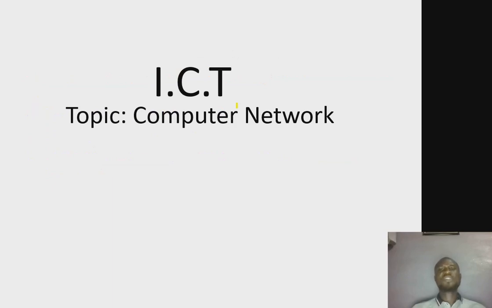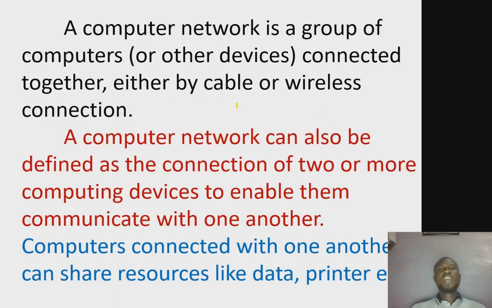Like I said, the topic is computer network. Now, a computer network is a group of computers connected together. They must be connected together either by cables or wireless connection. So you can connect computers by cables or wireless connection. Now, a computer network can also be defined as the connection of two or more computing devices to enable them communicate with one another. Take note of this here.